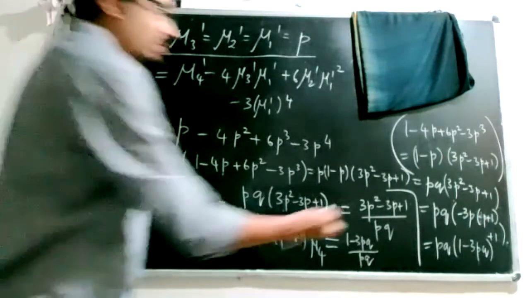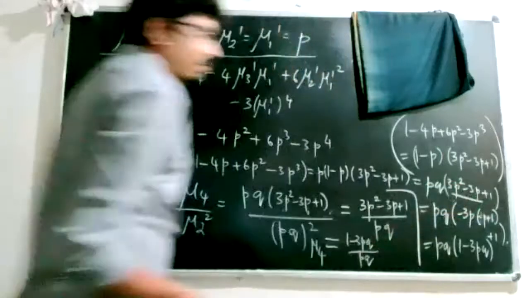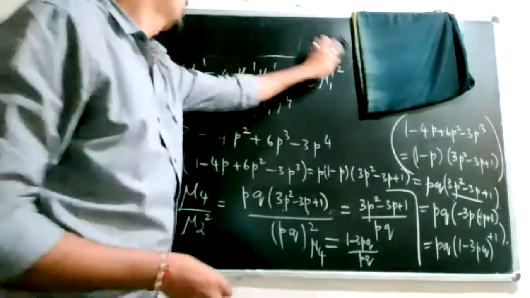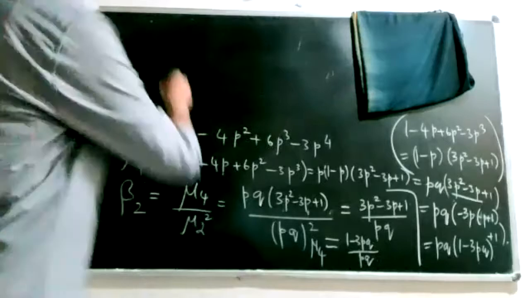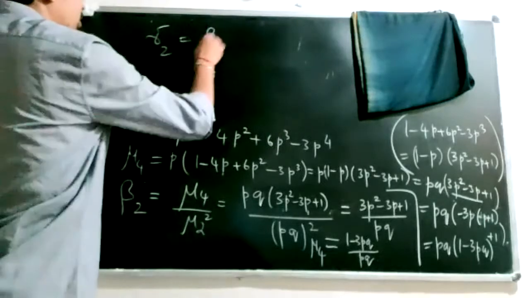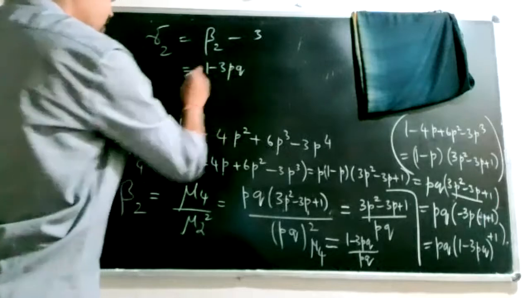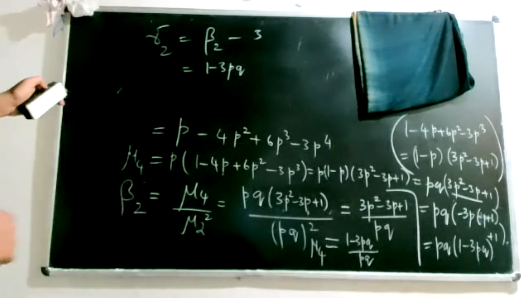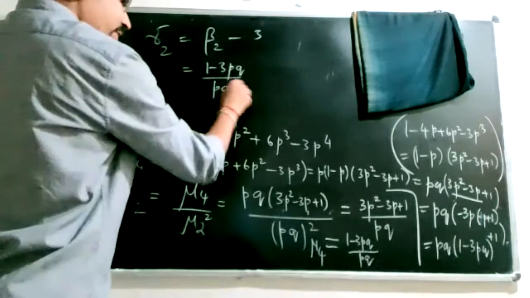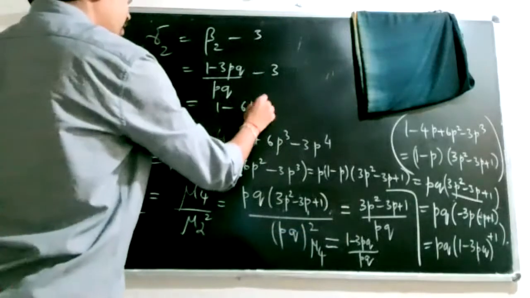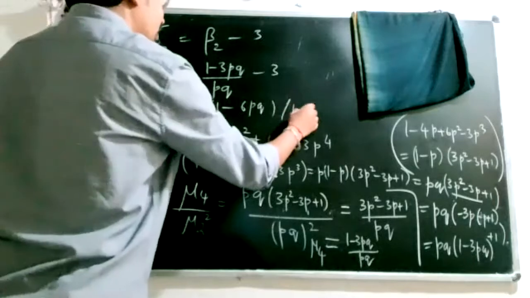So what we did is we just took this 3P common and we observed that it could be simplified as 1 minus P. So I can write that as 1 minus 3P. Now coming to the calculation of gamma 2. Gamma 2 is beta 2 minus 3. So this will be 1 minus 3PQ divided by PQ, which is our beta 2, minus 3. So when I simplify this, I get 1 minus 6PQ divided by PQ.